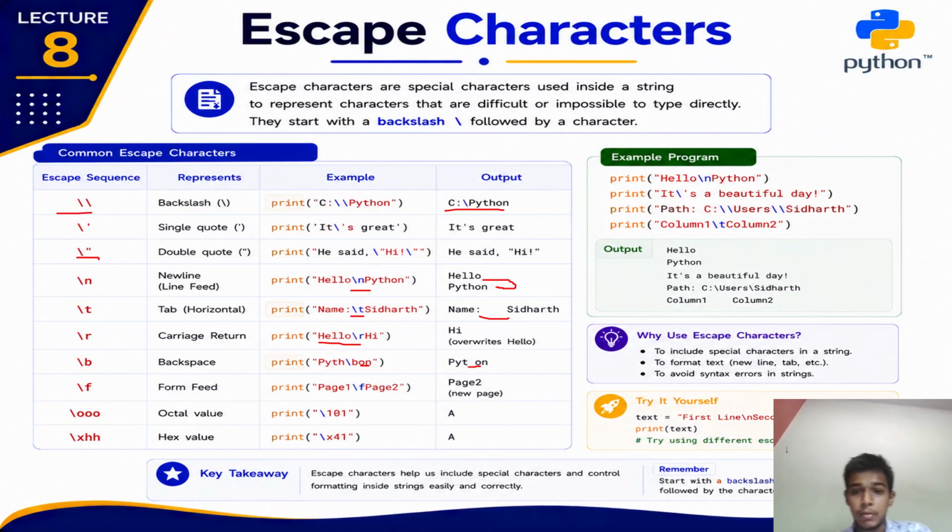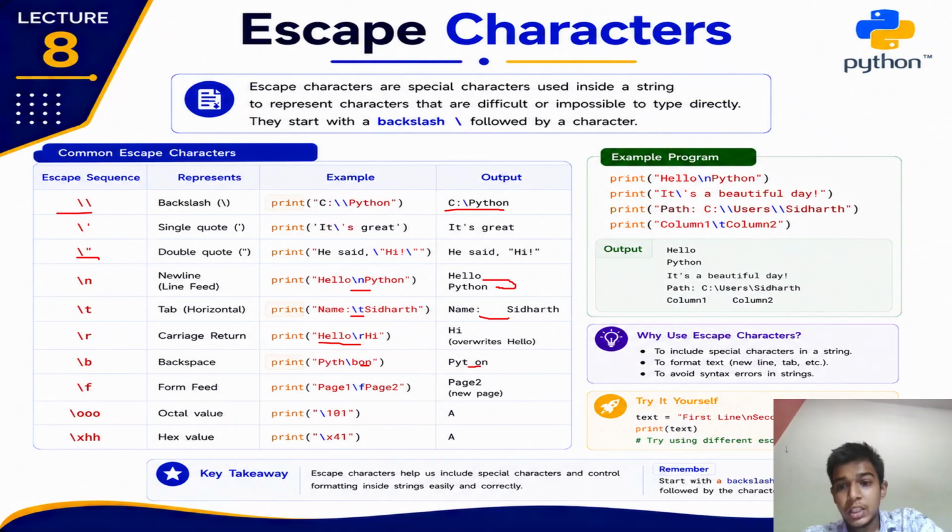The last one is octal value. Python also allows us to represent characters using octal values. For example, you can see here print 101. So the output is A. Similarly, we can represent characters using hexadecimal values. You can see the example print x41. It will return A.